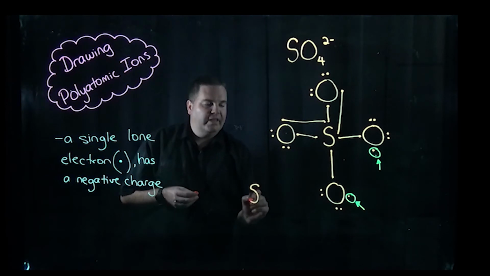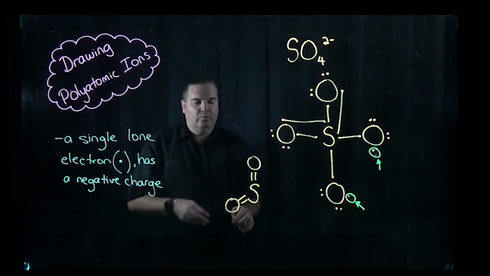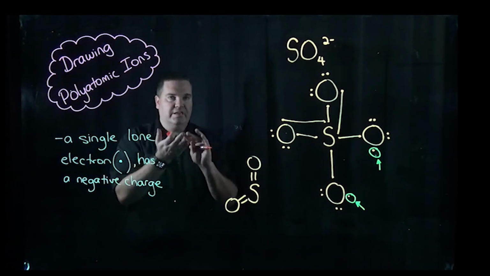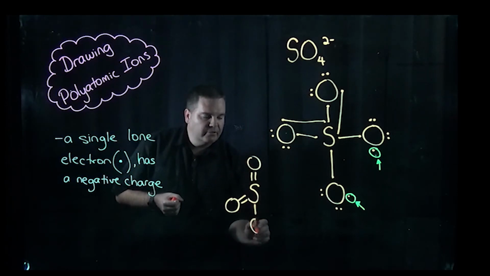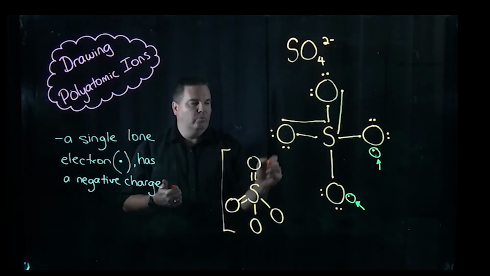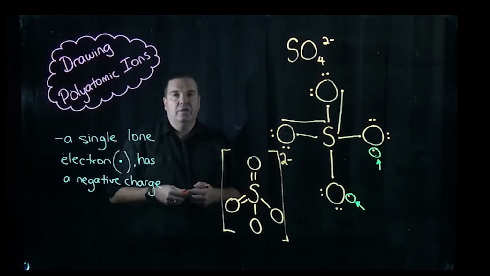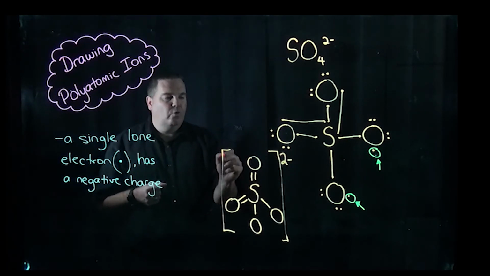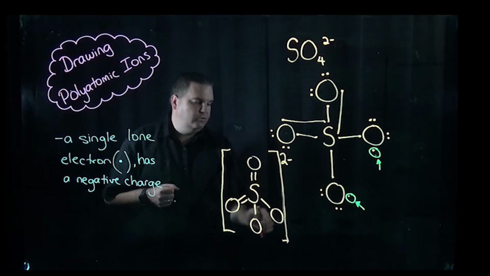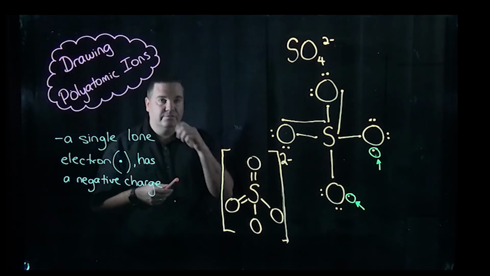We're going to end up with a tetrahedral arrangement around our central sulfur. Doesn't really matter whether this oxygen is here, here, or here, the double bonded one. It's still the same molecule when you rotate it in 3 dimensions. But what is important is that we've got 2 single bonded oxygens, and because it's charged, we want to put our square brackets in, and we want to have our 2 minus charge there. So there's the tetrahedral arrangement for our sulfate ion, with the 2 single bonded oxygens that both have a single lone electron on it, which gives us our negative charge.